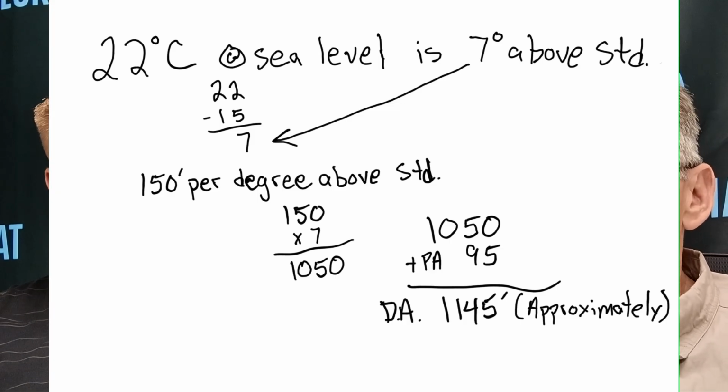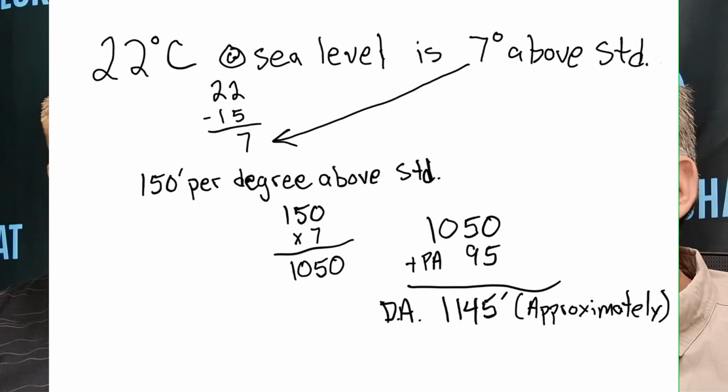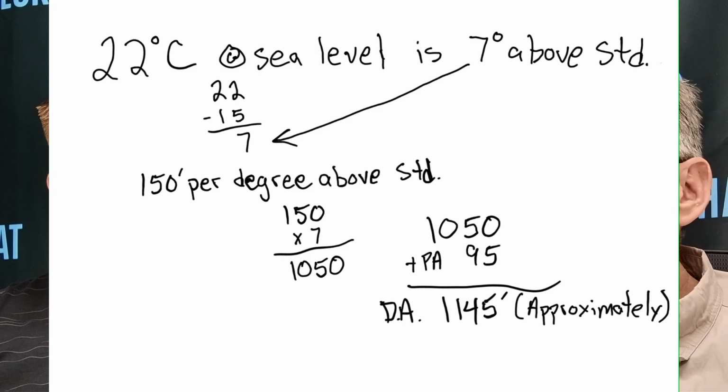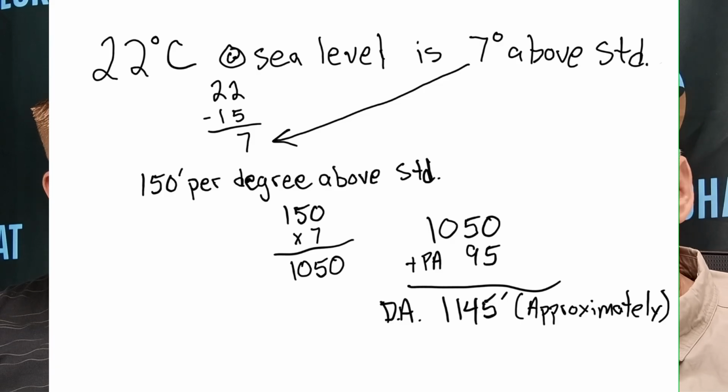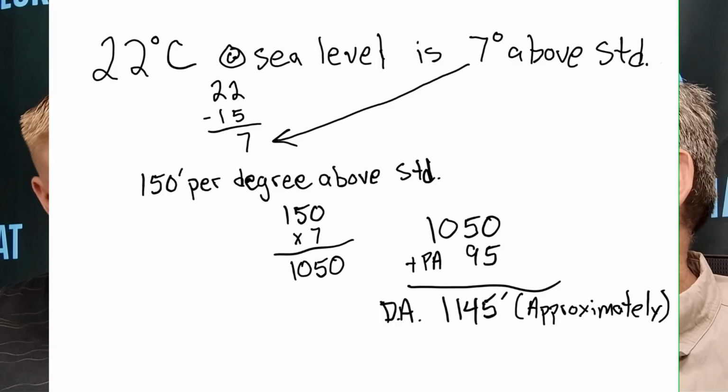So I take 7, I multiply it by 150. And 7 times 150 is 1,050. Pull out your calculator. 7 times 150, 7 times 10 is 70, 7 times 5 is 350, 700 plus 350 is 1,050. I take that 1,050, I add it to 95.